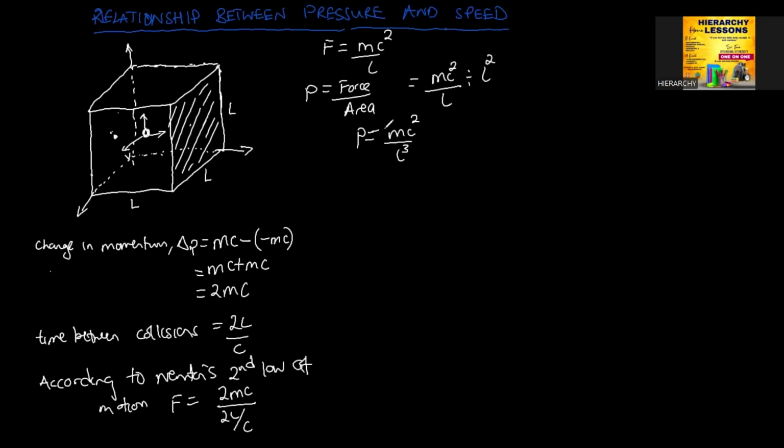We're considering one molecule, but there will be a large number of molecules in this container. The number of molecules will be represented by N. So P is equal to Nmc squared over L cubed.